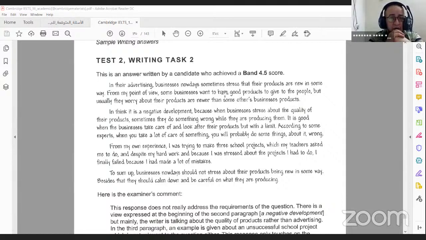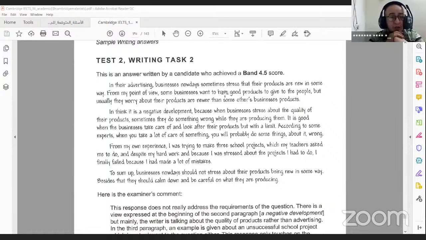From my point of view, some businesses want to have good products to give to the people, but usually they worry about their products are newer than some others businesses' products and think it's a negative development because when businesses stress about the quality of their products, sometimes they do something wrong while they are producing them. It's good when the businesses take care of and look after their products, but with a limit.